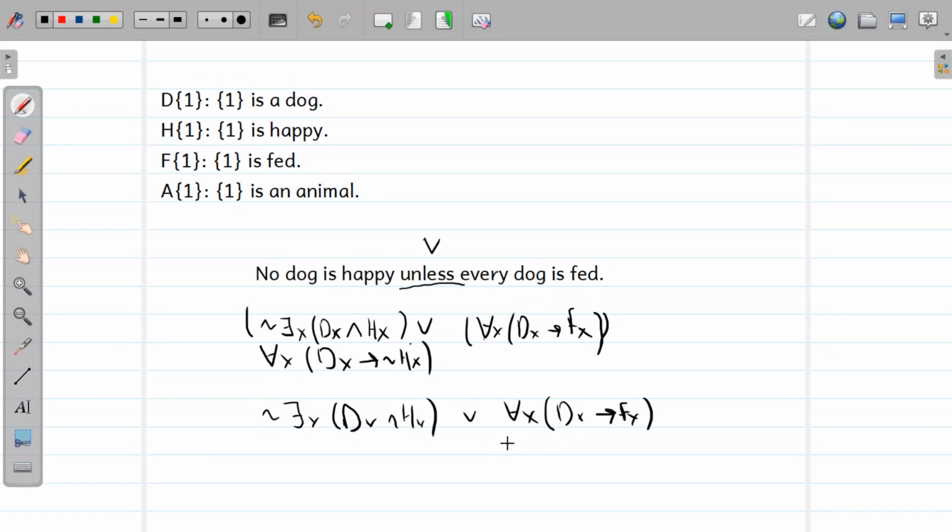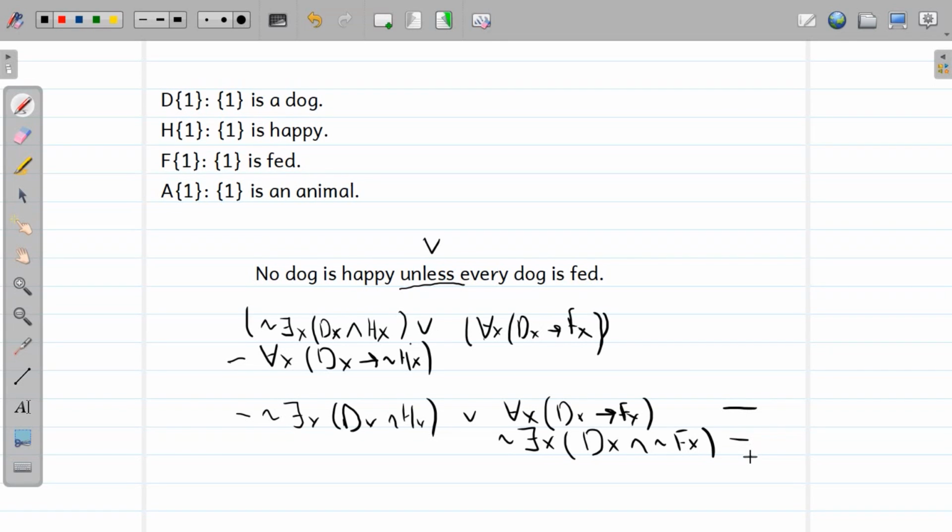We could also have done every dog is fed as there does not exist a dog such that there does not exist an object such that it's a dog and it's not fed. Right? There are no unfed dogs. A far happier sentence than no dog is happy, I would say. So this thing or this thing would have been perfectly fine for the first half. This thing or this thing would have been perfectly fine for the second half. Those are all logically equivalent.